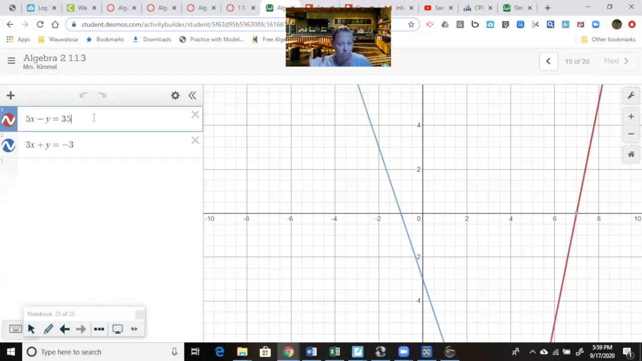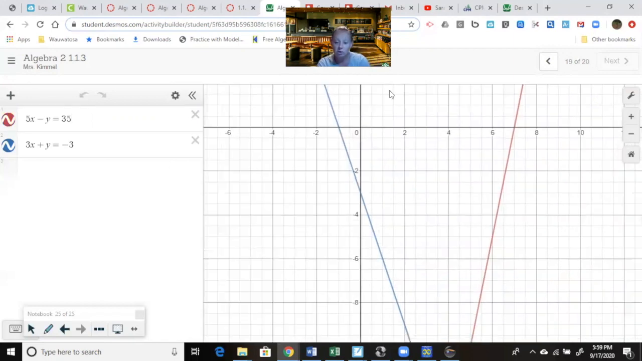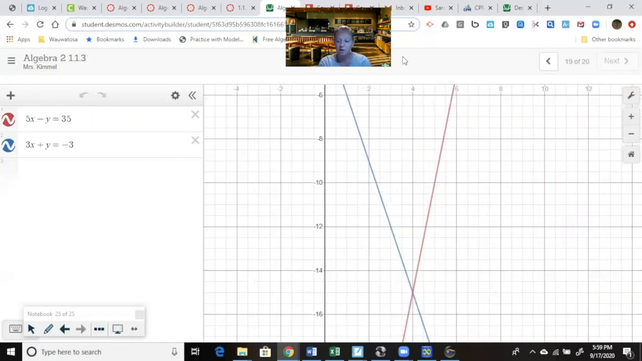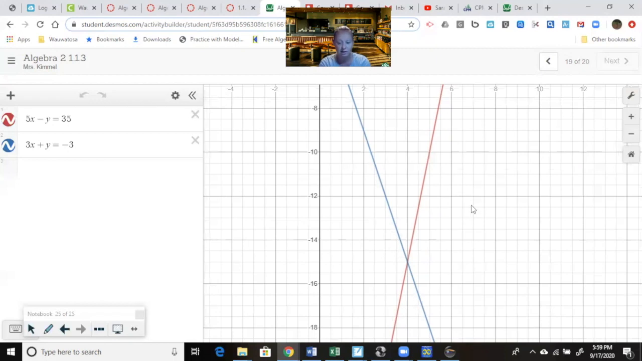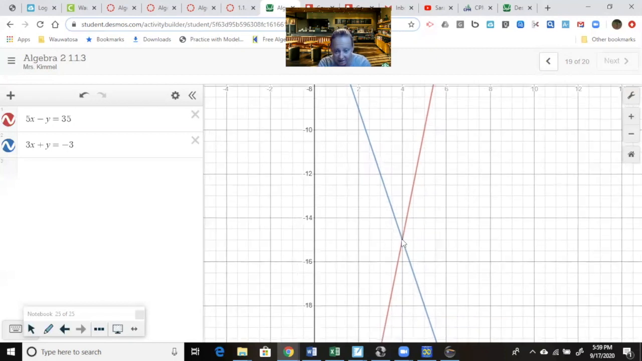They've done it for you. You don't have to type it in. And I can scroll and look for the point of intersection. This is where you might have to adjust the window in your graphing calculator. But it looks like this is the point of intersection. So right there, my solution is 4, -15. How nice was that? Love Desmos. It graphed both lines for me, and it gave me the point of intersection. I just had to find it.